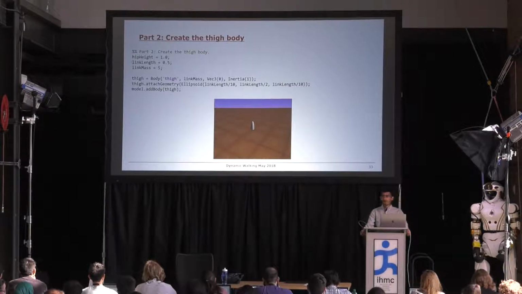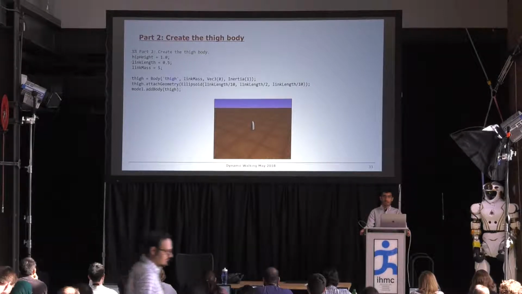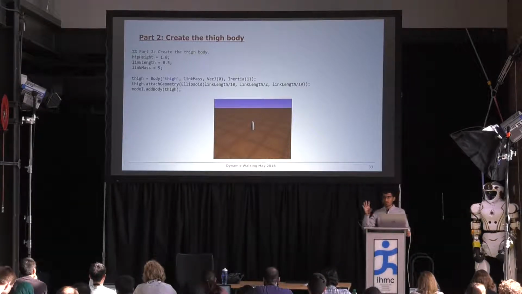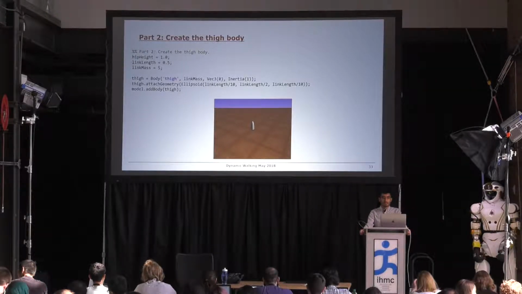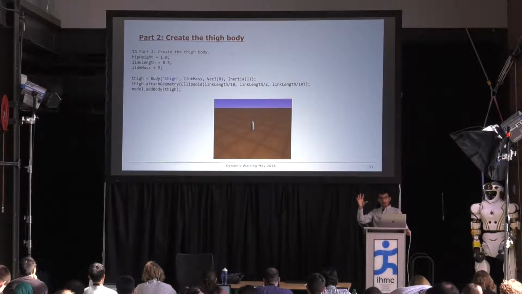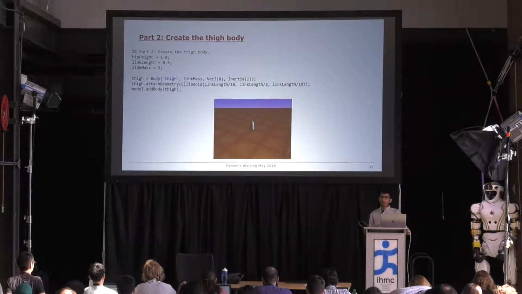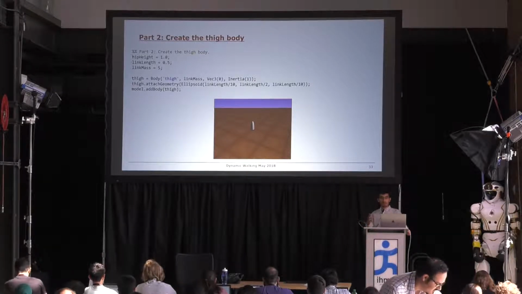Now that you've added the thigh body to the model, if you run the script again, you should see the ellipsoid, and if you hit enter, the ellipsoid will just fall. The reason the thigh body just falls is that if you add a body to a model and you don't specify a joint, OpenSim will connect that body to ground using a free joint.